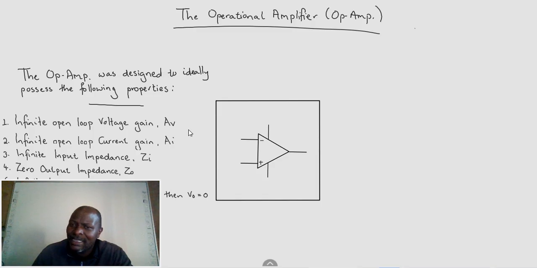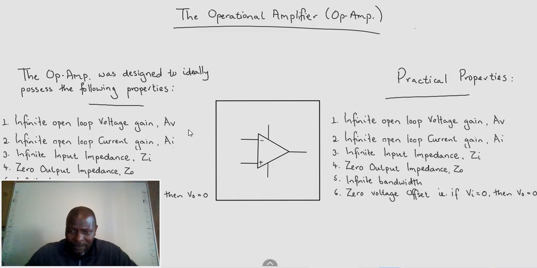But then in practice, well, we wanted to have infinite open loop voltage gain, infinite open loop current gain, infinite input impedance. I should have said here Z in is equal to infinity. That was our design here. And our Z out is equal to 0. We should have no output impedance whatsoever. Again, I repeat, our output should be able to flow freely out of the amplifier.